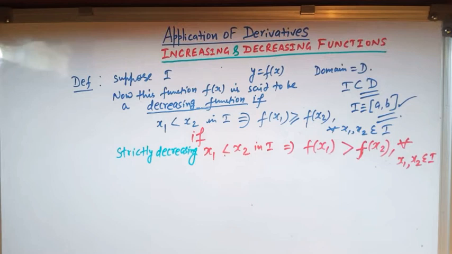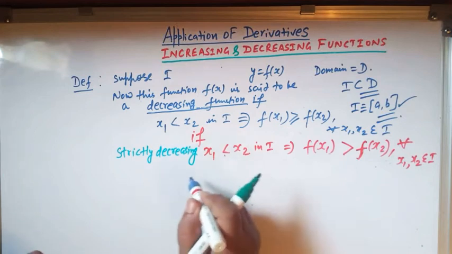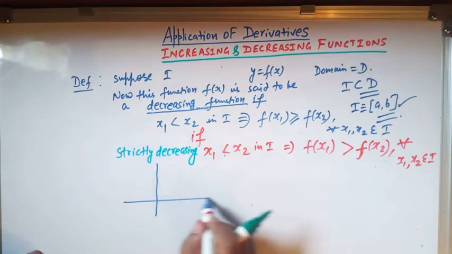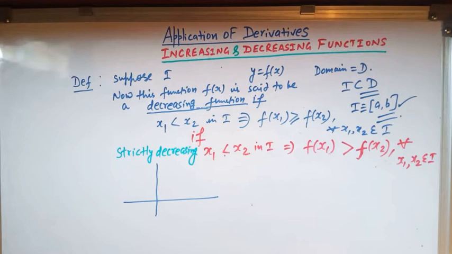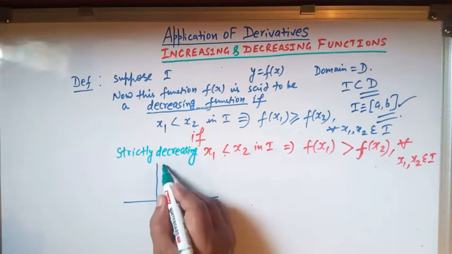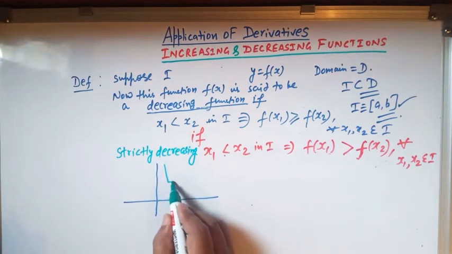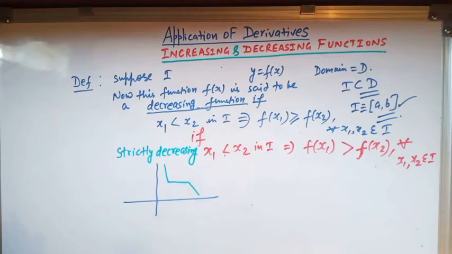Now let us take a graph of a decreasing function. So let us take say this graph here. Now suppose we have a function like this.